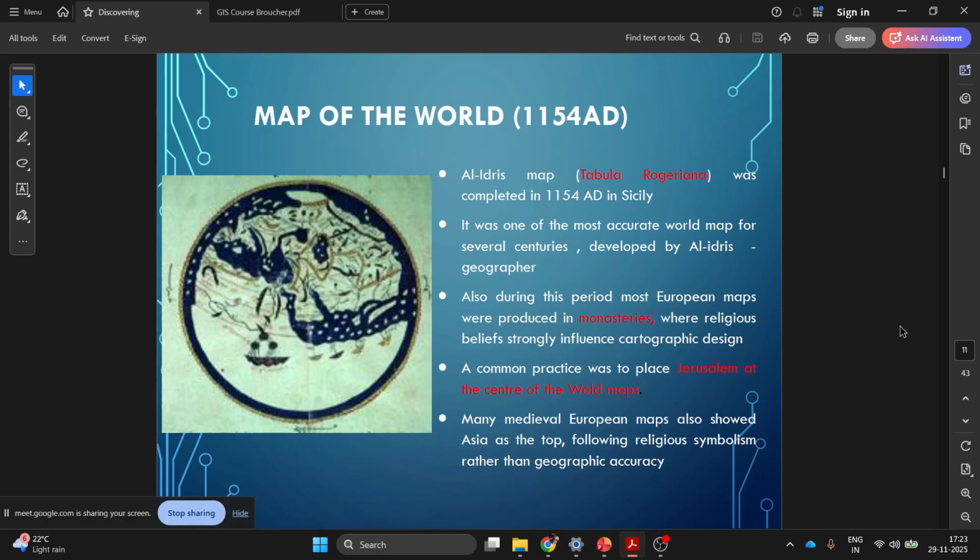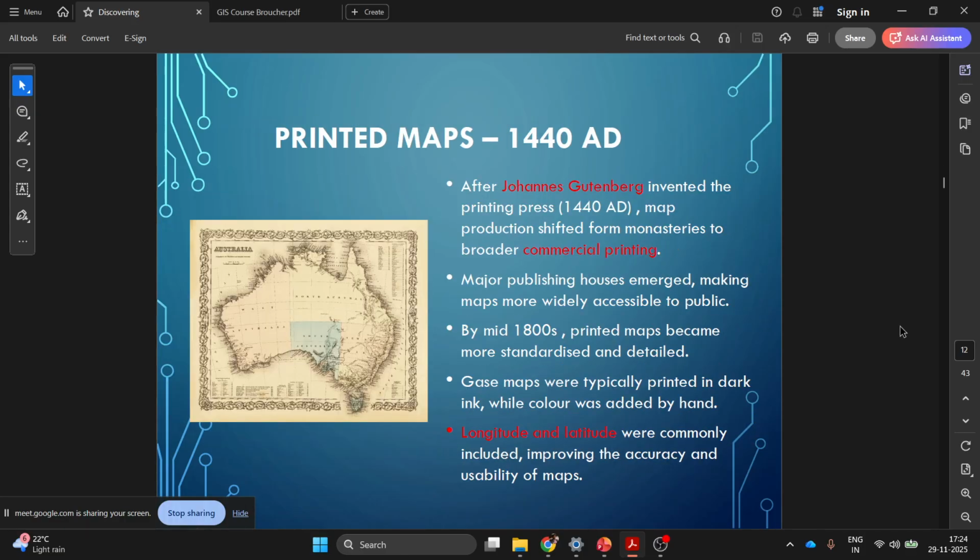So in this type of map, people kept Jerusalem as the center of the world map, and other states were around it. Also, many medieval European maps showed Asia at the top, following religious symbolism rather than geographic accuracy. So again, this map has a limitation: a lack of geographic accuracy.